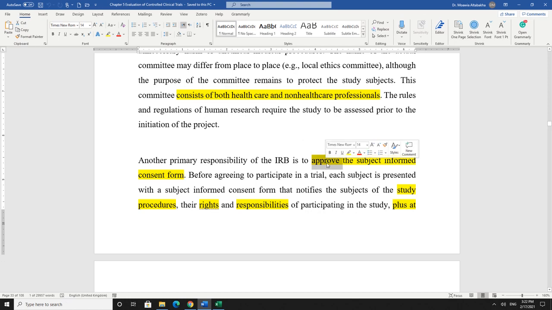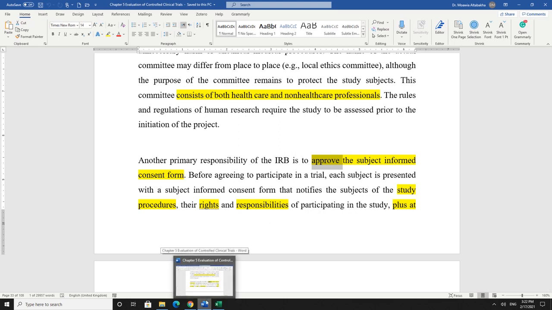Okay, and in our university, Ajman University, we have the ethics committee, and if you are going to do any, even survey, questionnaire, you want to talk to doctors, you want to talk to pharmacists, you need to have this subject informed consent form prepared. Okay, and you need to get ethical approval before you can start your questionnaire or interviews.